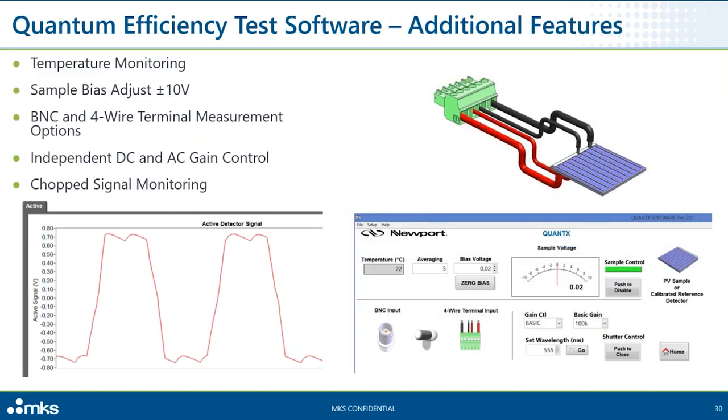Just some additional features that are built into the Quantex software to further enable your tests and results. We have temperature monitoring built into that sample stage for real-time feedback. We allow you to perform that sample bias adjustment to your cell under test, plus or minus 10 volts. We have options for simple BNC or four-wire measurement terminals for higher accuracy in your measurement samples. We offer independent DC and AC gain control, real-time, to that chopper and lock-in amplifier elements, as well as the ability to monitor that chop signal in real time as you're performing your measurements.